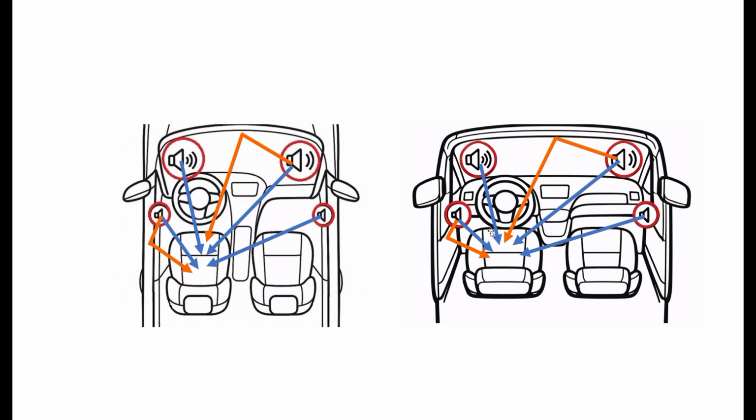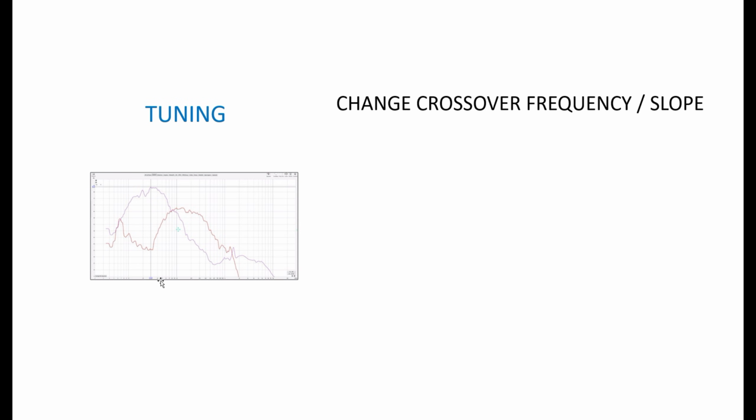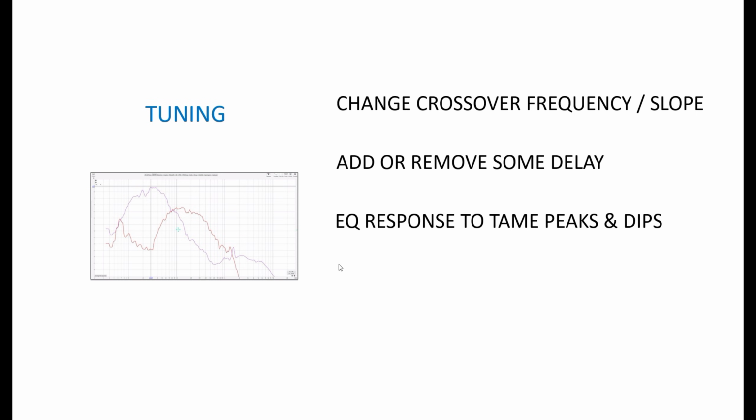And if you don't have your system tuned properly, then of course you're going to hear reflections and all the other stuff, right? So what a DSP allows us to do is change the crossover frequencies and the slopes, add or remove delay, so we get all these speakers in time, and EQ the speaker responses to tame dips and peaks caused by reflections and cancellations and stuff like that.